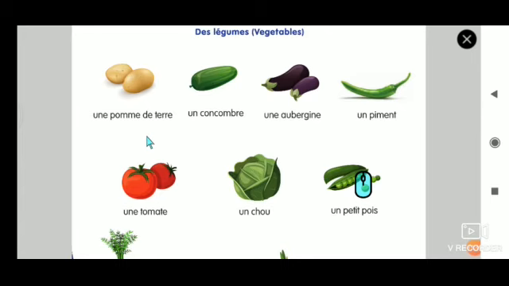So fruits, 4 fruits, do you remember? What are they? You might be going in any order, no problem.